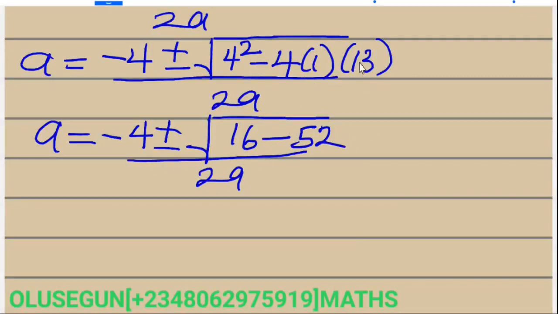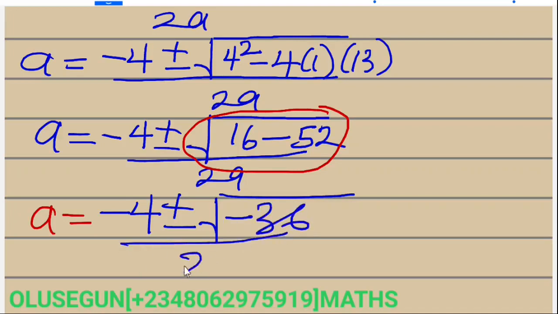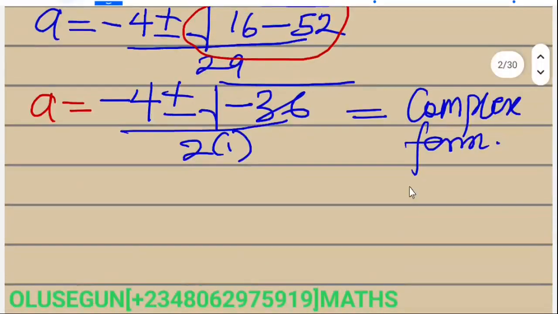So if you're able to see this area, you discover that it will give you minus, because we will now have a is equal to minus 4 plus or minus the square root of. So let's try to subtract 52 from 16. So we have minus 36, over 2 onto 1. So this one is a complex number, complex form. So it means we have to ignore the value of this equation because it forms a complex.